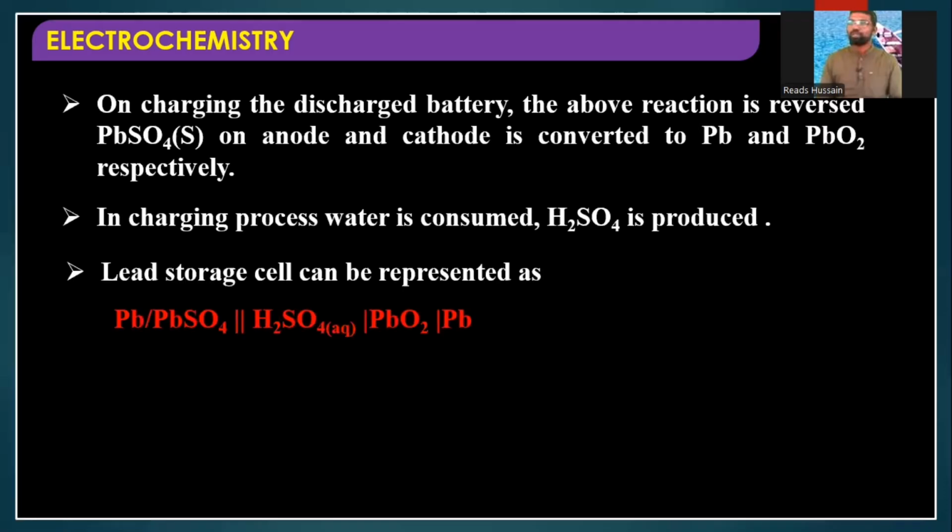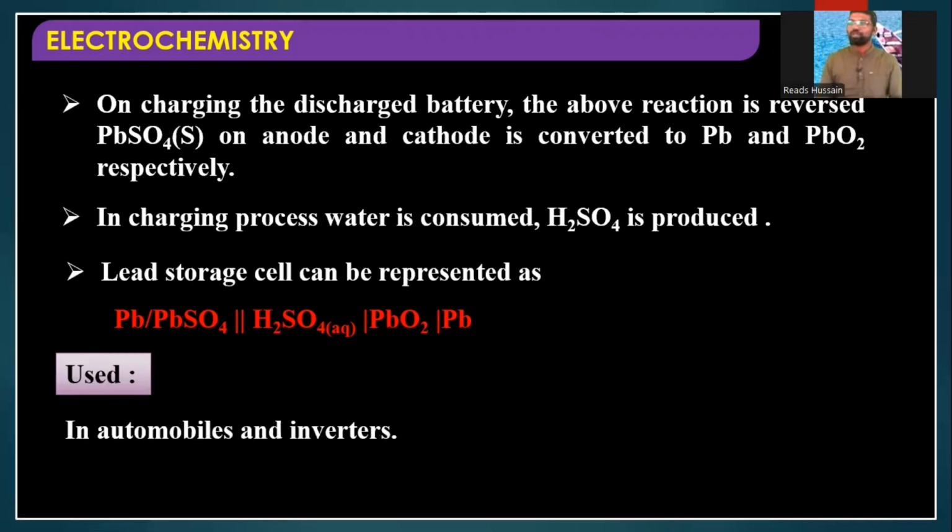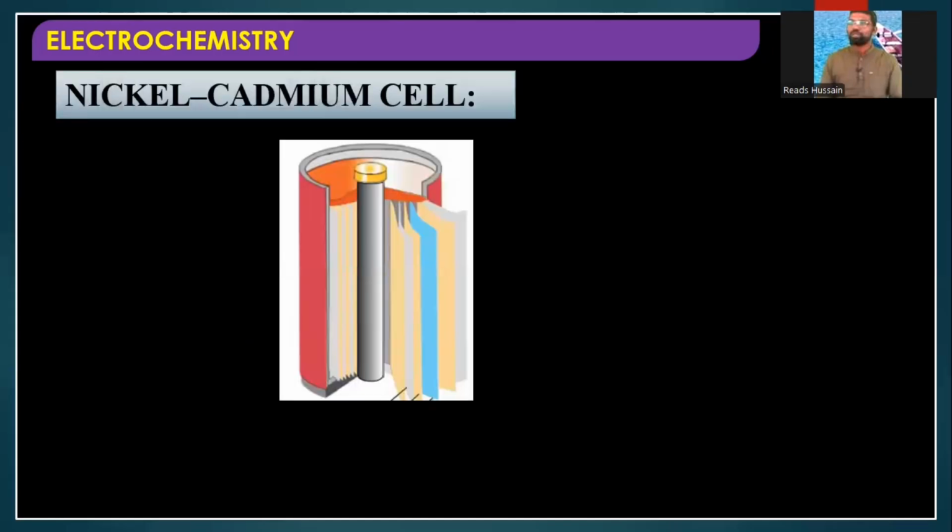Next, the lead storage cell can be represented as follows. This is the representation of a lead storage battery that we use in our vehicles and inverters and all. Note down Pb bar PbSO4 double bar. This is the representation of a galvanic cell, and this is the representation for the salt bridge. Pb is in contact with PbSO4 and H2SO4 is the electrolyte. So PbO2 is in contact with Pb, right? And where it is used? In automobiles and inverters.